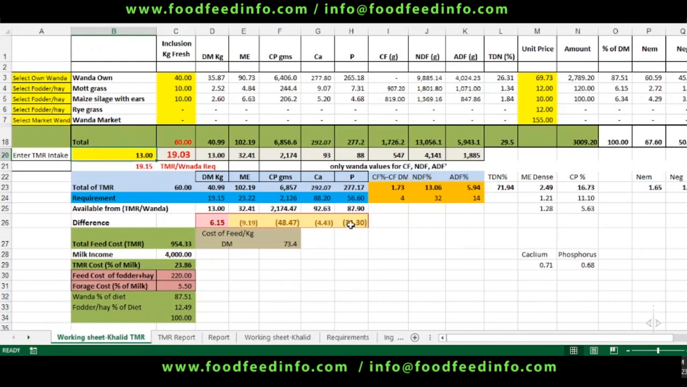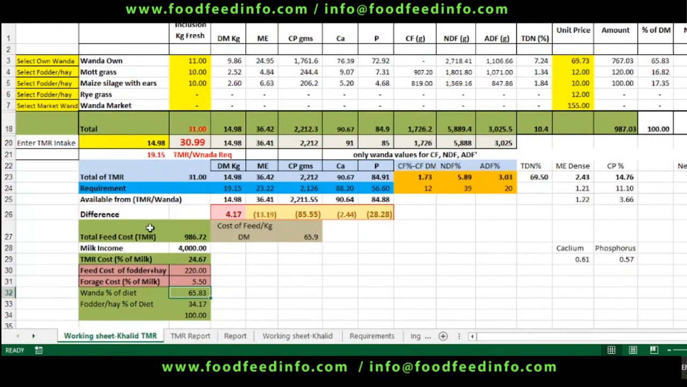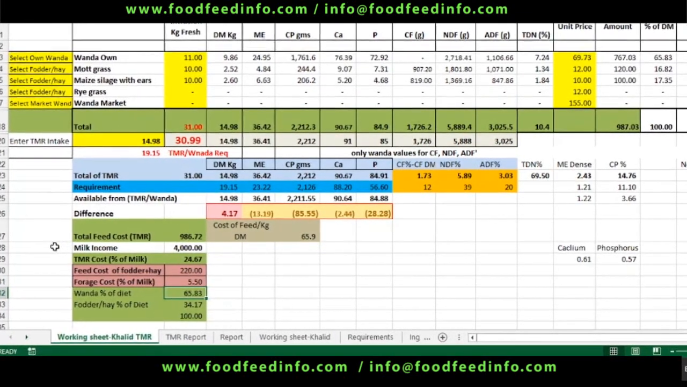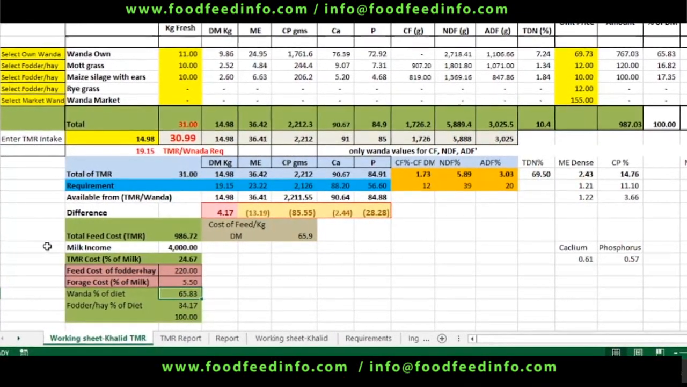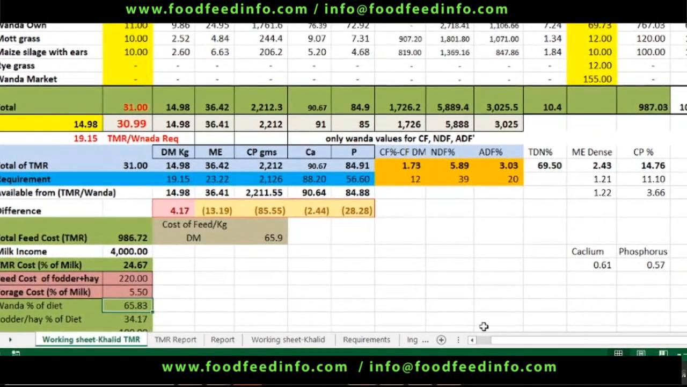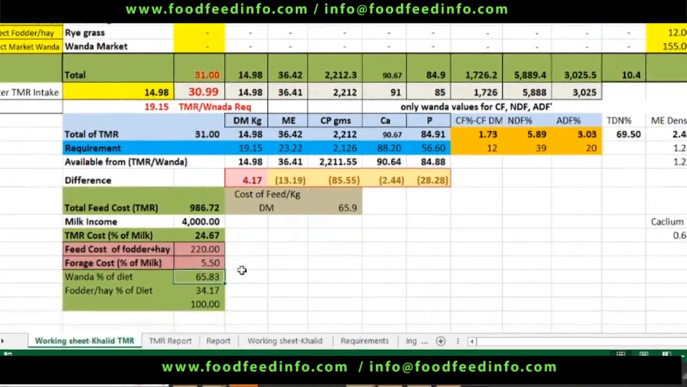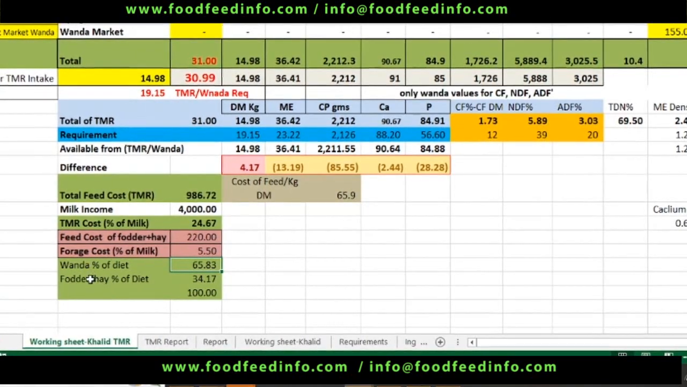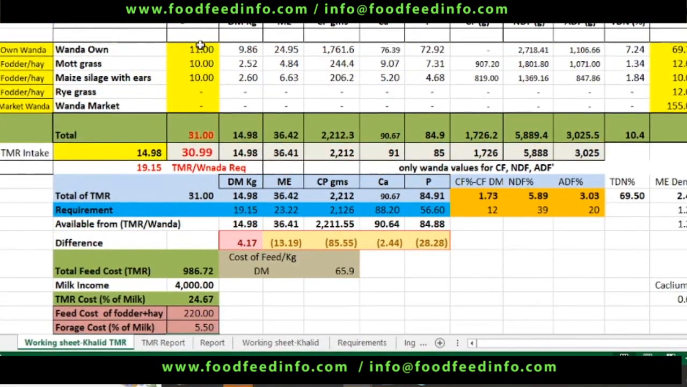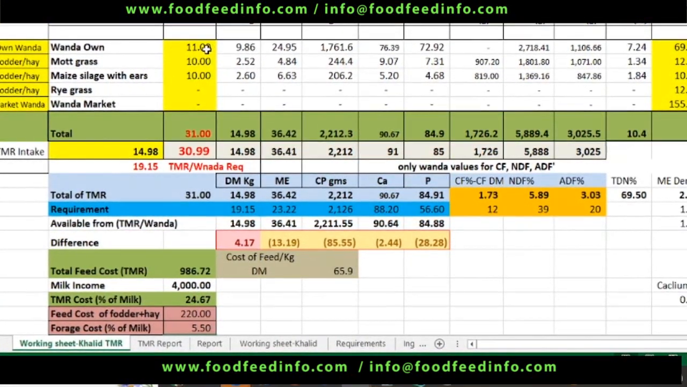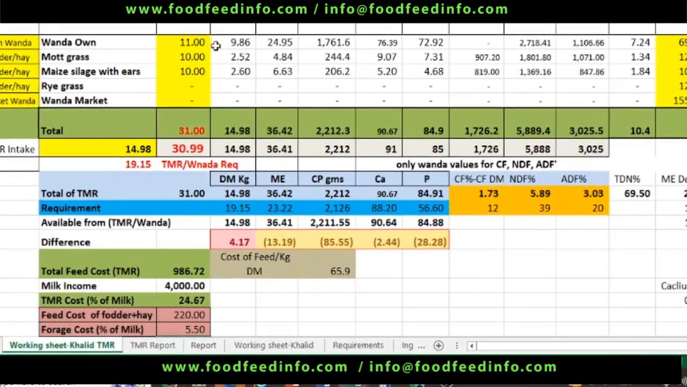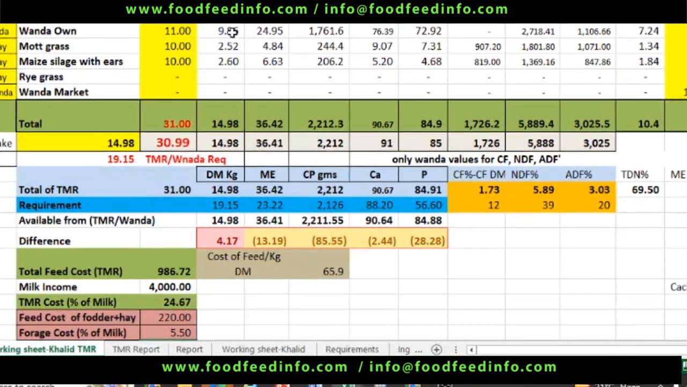So in this way you can manage your animal requirements. One more thing: this sheet will also let you know the concentration of Vanda in the diet, and fodder in the diet. Look at this, you have prepared this. This is the quantity of Vanda on fresh matter basis, and this is on dry matter basis.